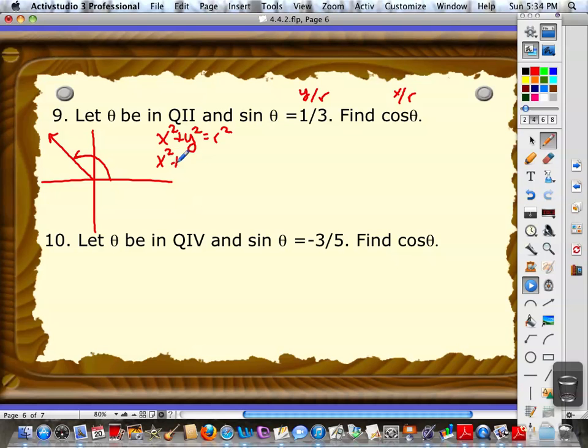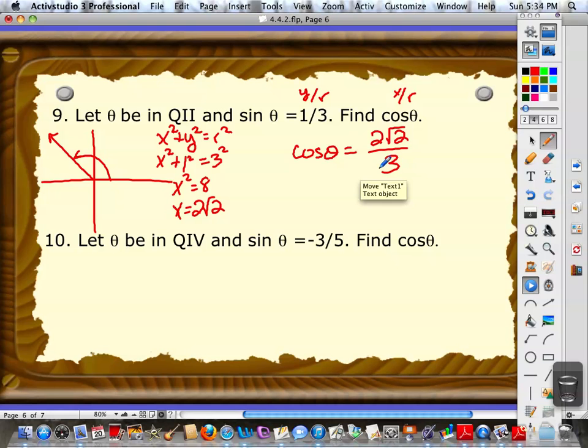So I have x squared plus y squared, which is 1, equals r squared. Okay. So x squared is going to be 9 minus 1, which is 8. And when I take the square root, that's going to be 2 square root of 2. So cosine of theta is x divided by r. Done deal. Okay.